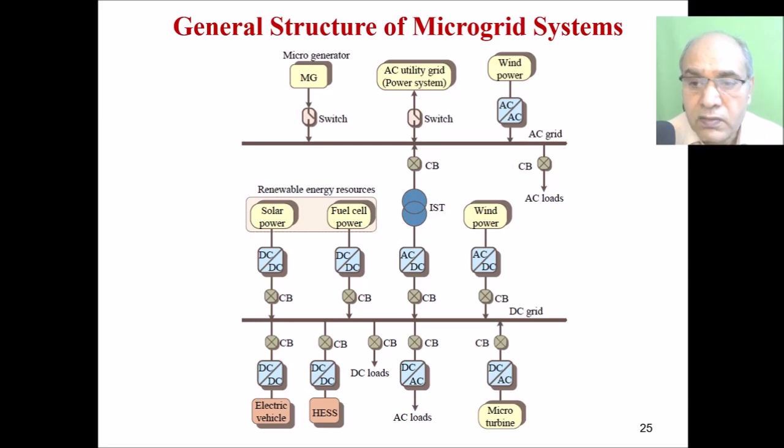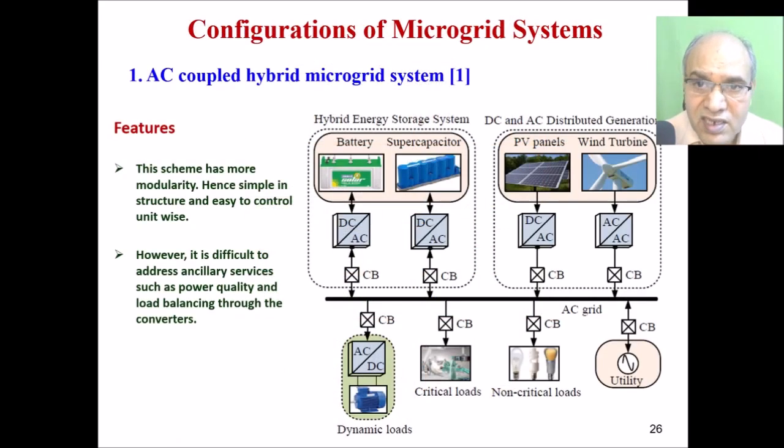So this is a general structure of the microgrid, which consists of the AC grid, and there is a DC grid here. This is the DC grid, this is the AC grid, and they are interfaced through appropriate converters accommodating the renewable energy sources like solar, fuel cell or wind, supplying the local AC and DC loads. There is the micro turbine, and on the AC side we have a micro generator, the AC utility power system, and wind power. Now if you look at this general structure, it can be categorized in various configurations.